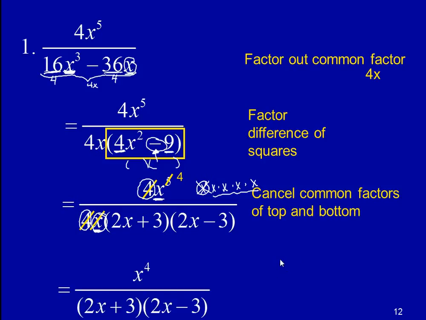So the only thing we're left with on top is x to the 4th. And on the bottom, we're left with 2x plus 3 and 2x minus 3. So that is my answer.